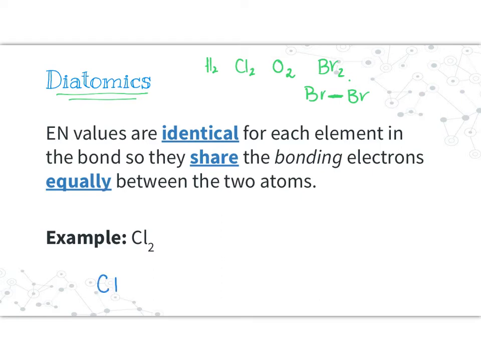So chlorine, I'm going to draw chlorine like this. Remember, these two electrons here between the two are being shared to create full octets for each chlorine. Now, if we look at the electronegativity value for chlorine, chlorine has an electronegativity of 3.2. If that's the case, nobody has a higher or lower electronegativity value than the other. This means that these electrons are shared equally.